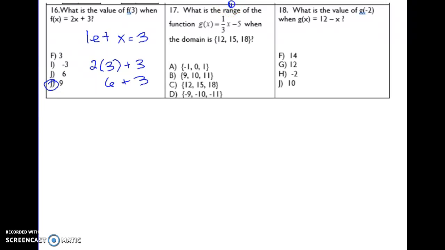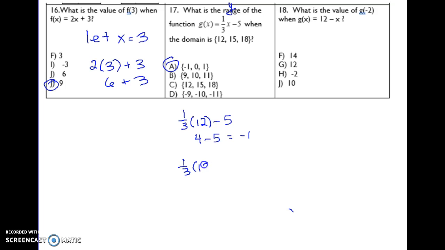17 says, what is the range of the function? That means we're looking for our output, or our y, or our g of x, when the domain is 12, 15, and 18. So we're just going to plug each one of these in and then get our output values. 1/3 times 12 minus 5 is 12/3, which is 4. 4 minus 5 is -1. Now it looks like that's already the answer, but let's check the other two.